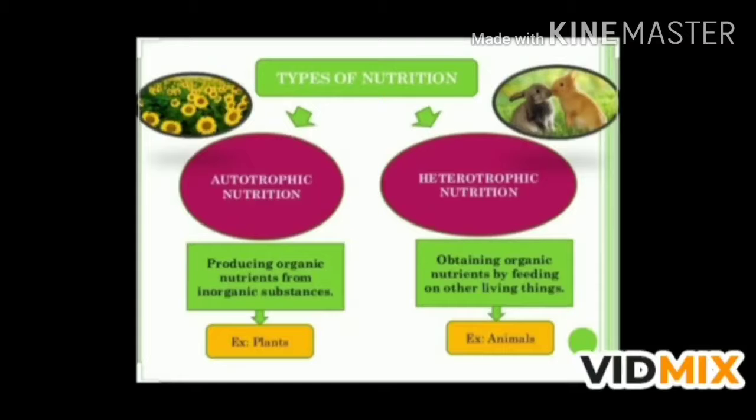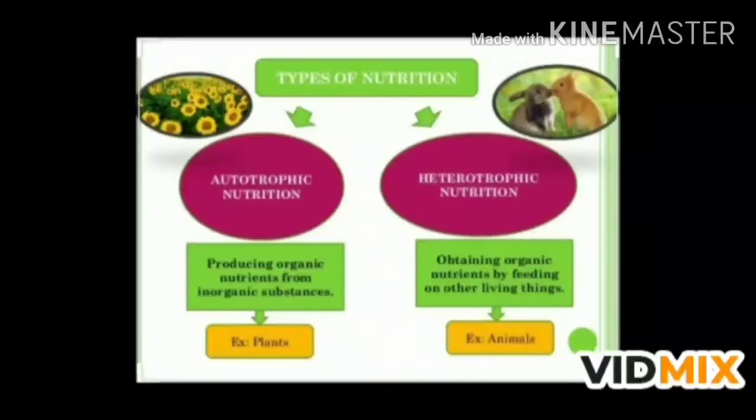So the next topic is modes of nutrition. In living organisms, food is a basic source of energy. Therefore, it is very important to know how different organisms get their food. Based on the food habits, the modes of nutrition in all living organisms are divided into two categories. First is autotrophic nutrition and second is heterotrophic nutrition.